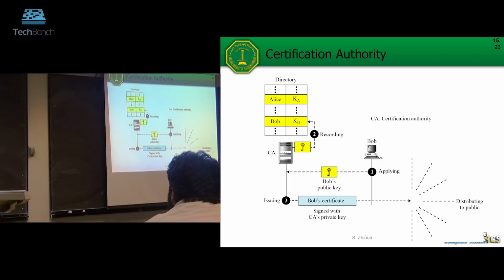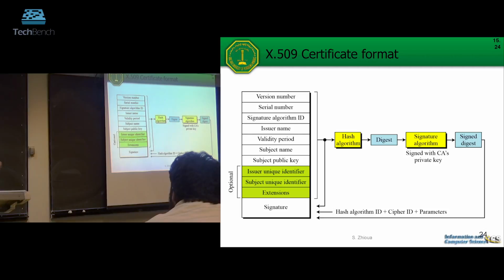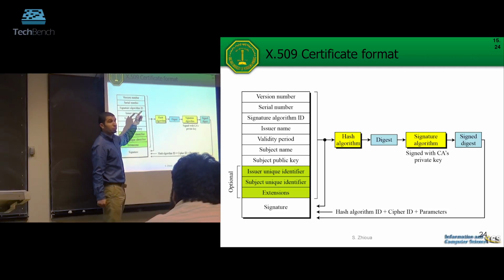Now, what does this certificate contain? The most common format for a certificate is the X.509 certificate. It contains simply the version, the certificate version number of the X.509, the serial number, and the signature algorithm, that is, what kind of algorithm you're going to use.